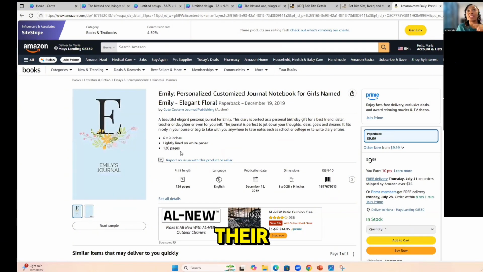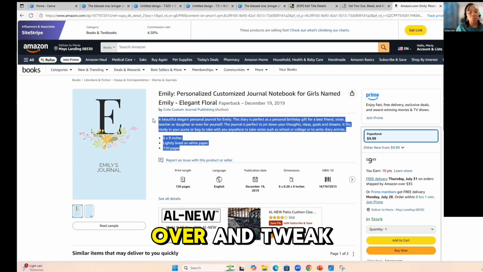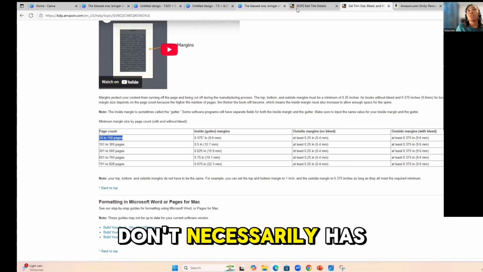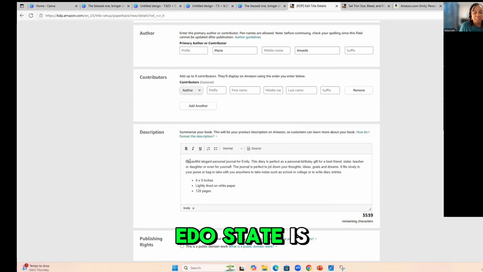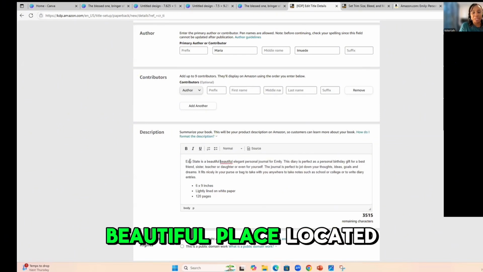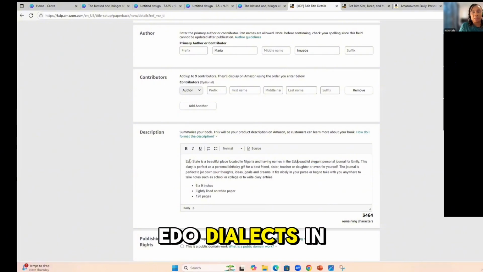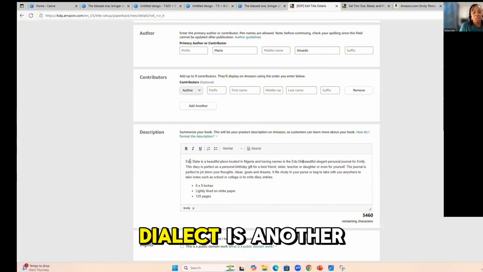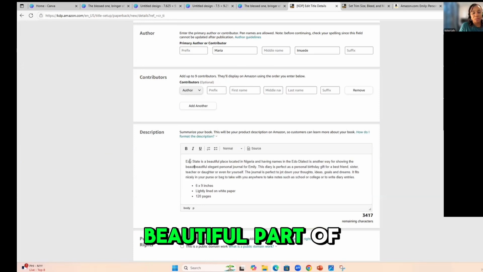I like how this person described theirs. They even gave the measurement of the book and things like that. So I can just copy this and then go over and tweak it into mine. You don't necessarily have to be very detailed, just use something. So I would say Edo State is a beautiful place located in Nigeria, and having names in the Edo dialect is another way of showing the beautiful part of the state.